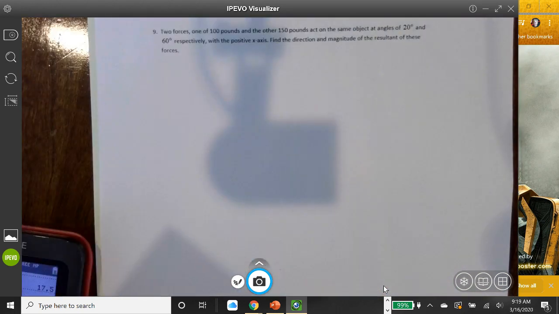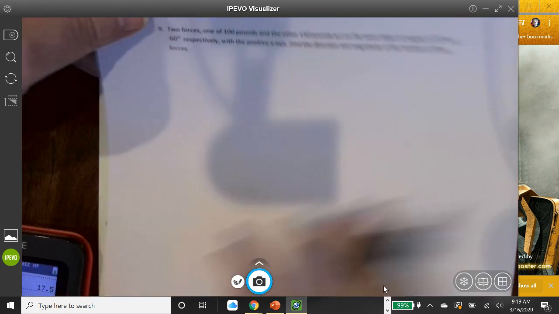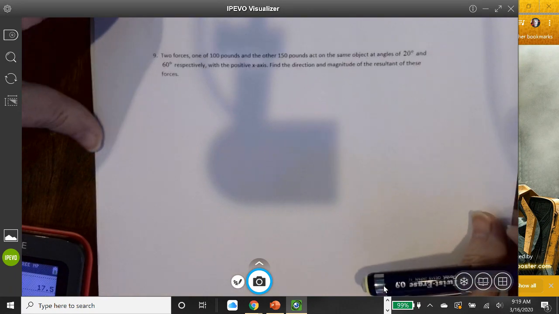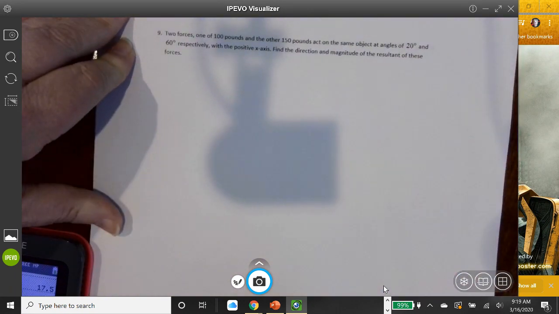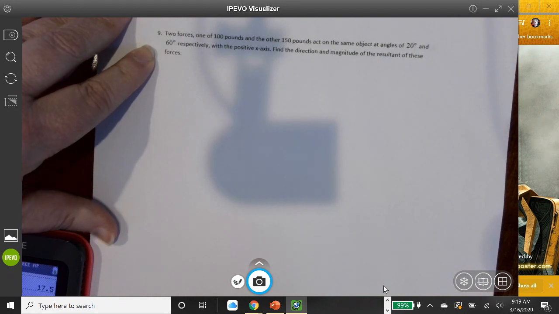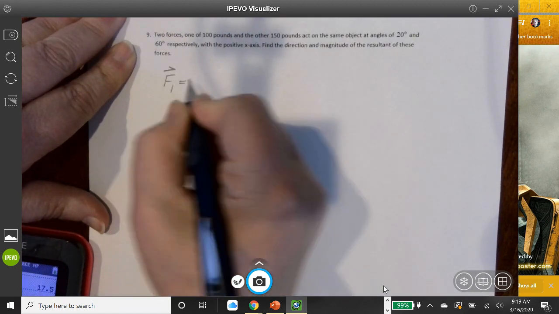All right, number 9, which happens to be almost the last one. Two forces, one 100 pounds and the other 150 pounds, act on the same object with angles of 20 and 60 respectively with the positive x-axis. Find the direction and the magnitude of the resultant. Again, I ask you to pause the video and see if you can do this one without me.